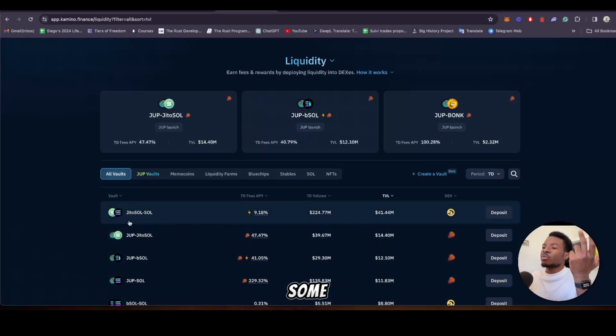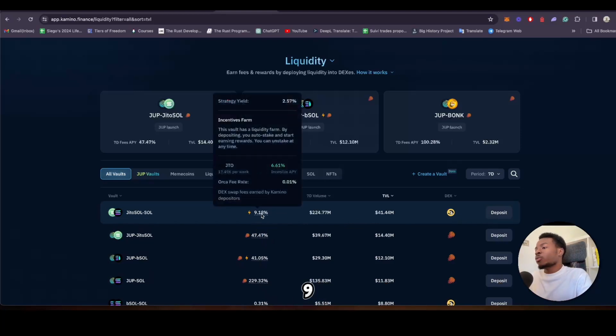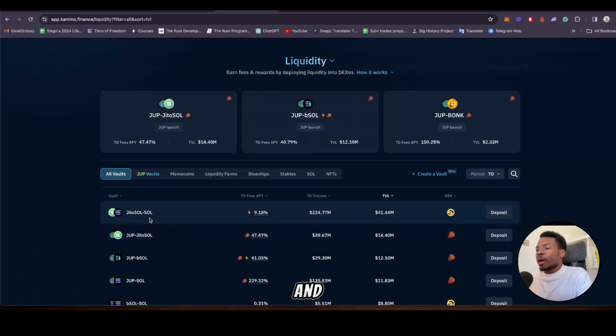For example, if you have some Jito Sol and Sol, you can supply to this pool. You can deposit your liquidity in this pool through the Orca exchange, the Orca DEX, and then earn about 9.18% on that liquidity. And by the way, Jito Sol is a wrapped version of Sol for the Jito protocol. So you also earn some yield on Jito Sol originally, through the Jito protocol itself. But if you have Jito Sol and Sol, you can also earn additional yield by providing them on Kamino, for example.